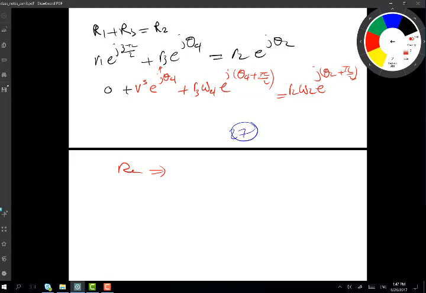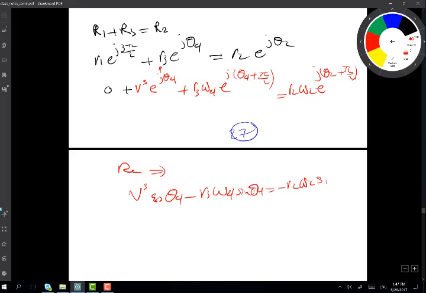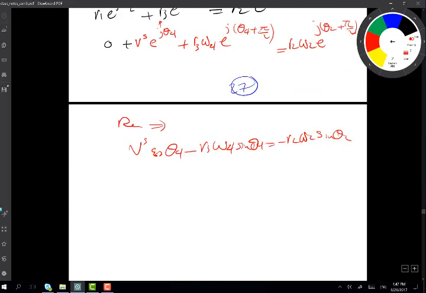The real part will be Vs cosine theta 4 minus R3 omega 4 sine theta 4 being equal to minus R2 omega 2 sine theta 2, and then the other scalar equation, which is an imaginary one, would be Vs sine theta 4 plus R3 omega 4 cosine theta 4 being equal to R2 omega 2 cosine theta 2.